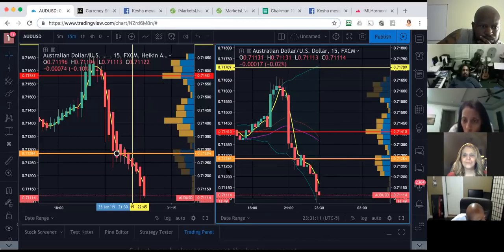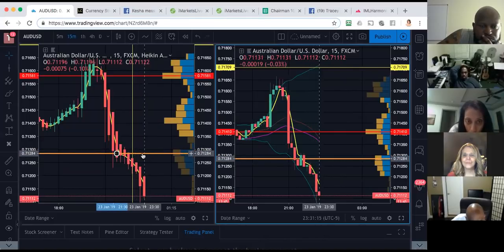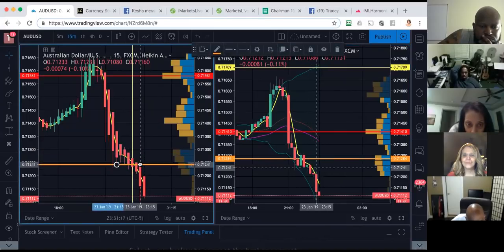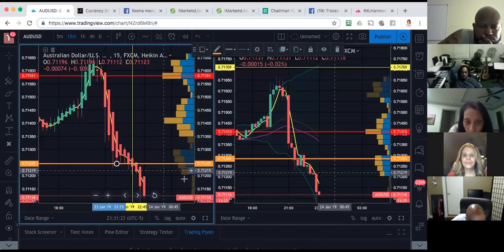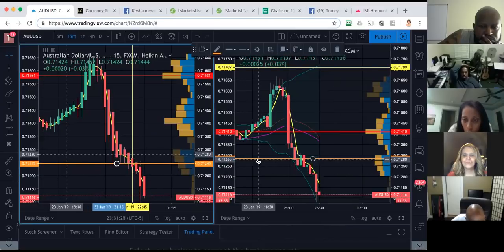Okay, so then I said, well, maybe it's the bottom of the previous candle. So then I brought it down here. This is where we were entering the trade the other day. Right? So what's that? 71245.